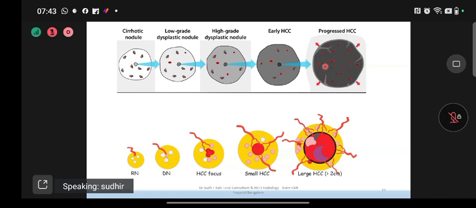So if you look very carefully, these two parts, the cirrhotic part and an early dysplastic nodule, can behave in one type on an MRI. They can be almost similar, sometimes very indistinguishable. And the third, the high-grade dysplastic nodule and early HCC, can have almost overlapping features, and progressed HCC will have a classic appearance, right?